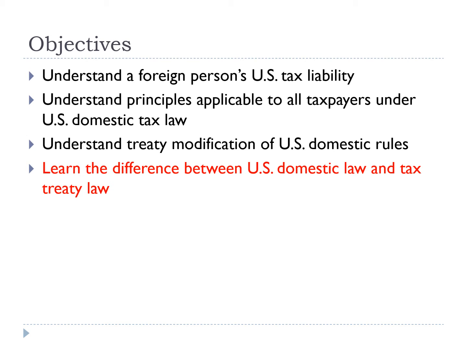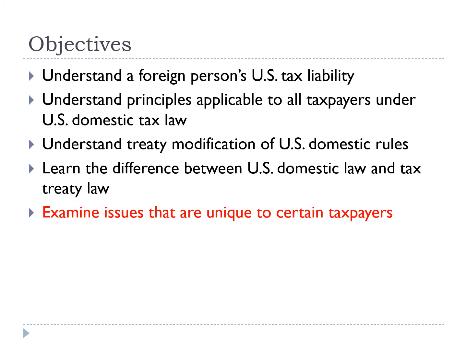We will study the difference between taxation under U.S. domestic tax law, which is the U.S. code, regulations, cases, and rulings, and U.S. taxation under treaties, which is based on the rules specified in tax treaties. And we will examine issues unique to specific individuals, such as determining when a foreign individual is a U.S. resident, and the applicability of a tax treaty to a foreign person.